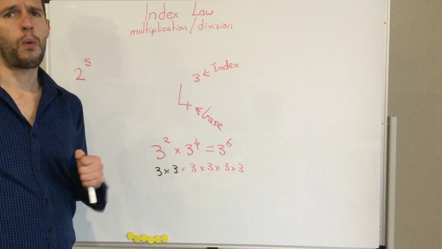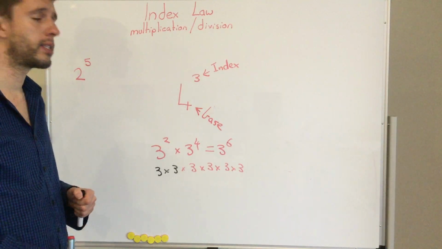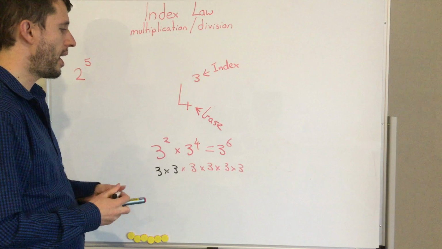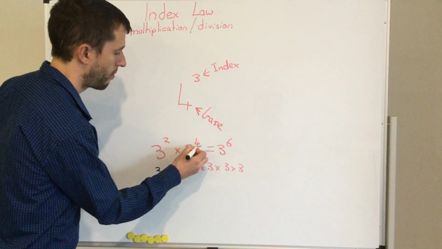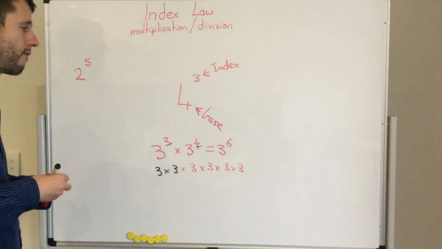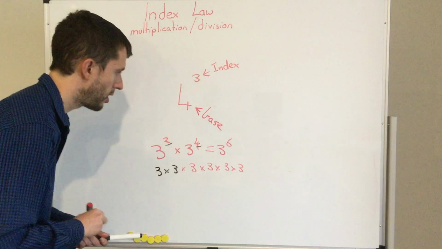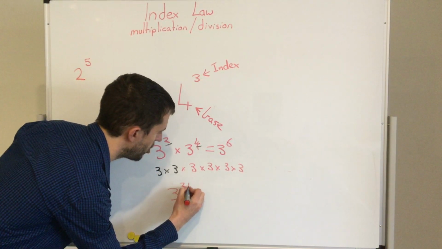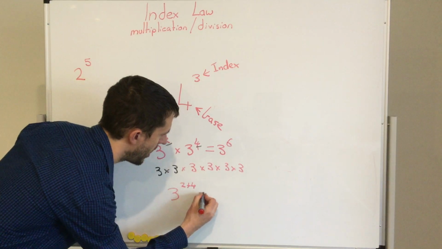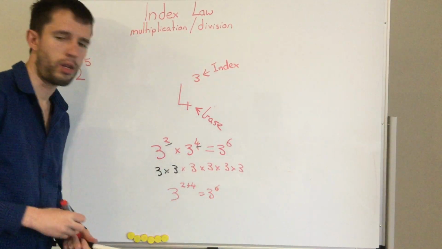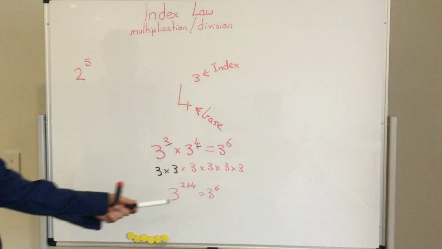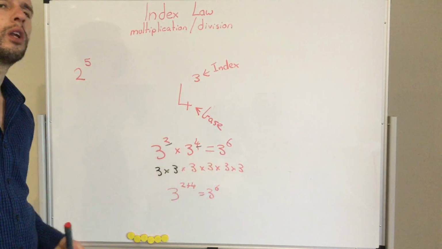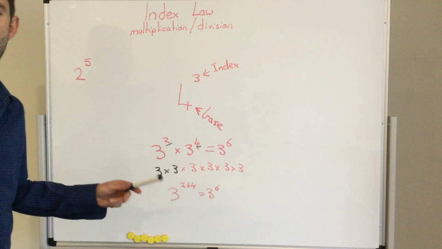If you're understanding that way and you just want to know the process now, we look at our index. We've got 4 and 2, so I can just go, my base is 3, 2 plus 4, and it equals 3 to the power of 6. So that is the process, but I want to make sure that you're understanding why.